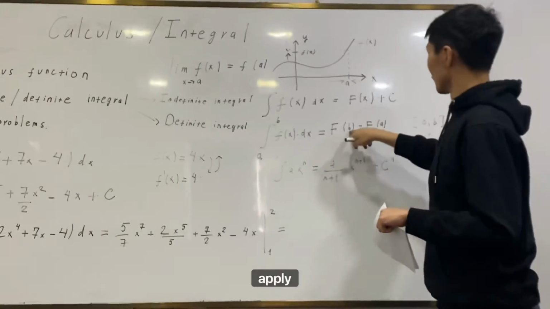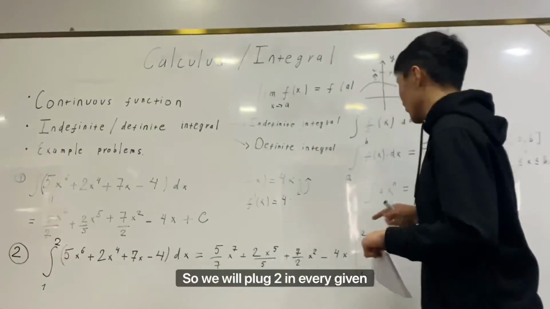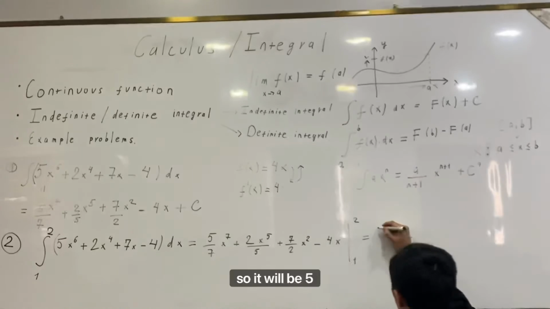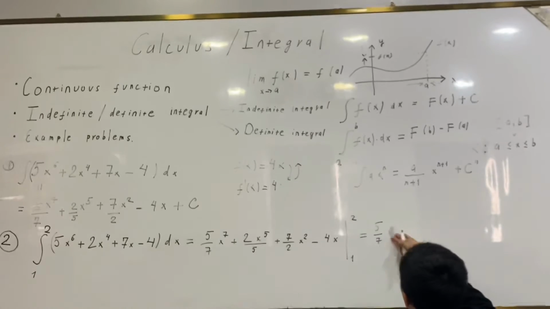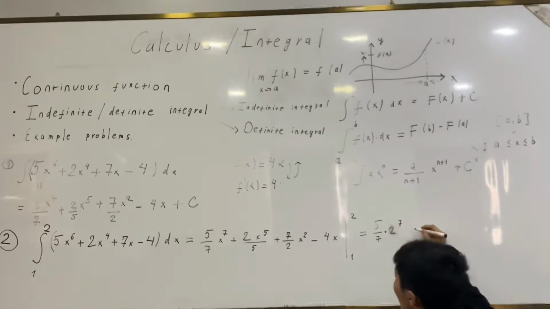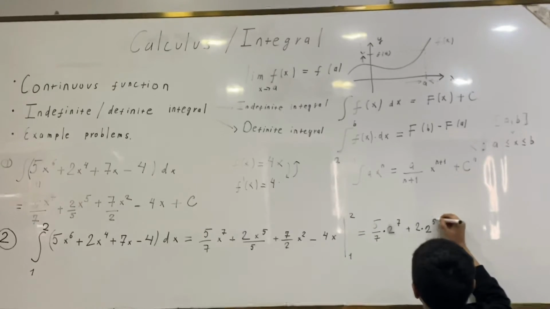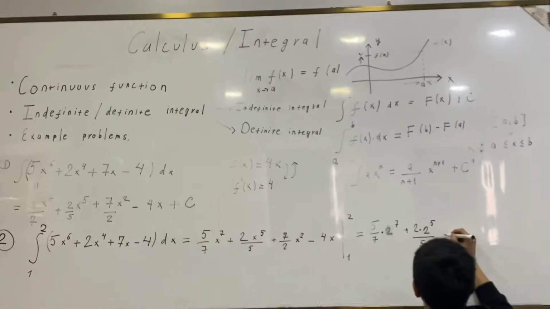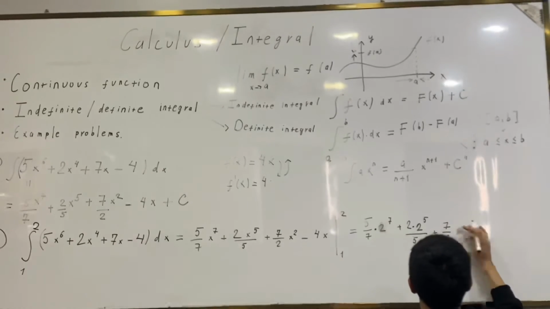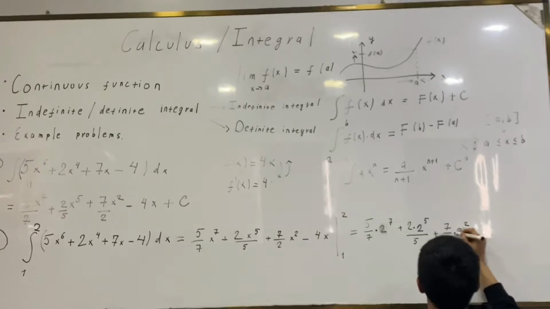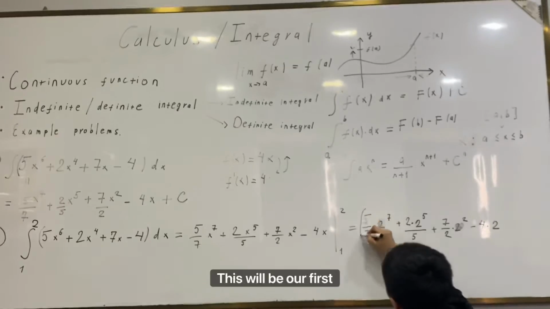So for the big F, we should apply b first. b is our upper limit. So we will plug 2 in for every given x. So it will be 5 over 7 times x, which is now 2 to the 7 power, plus 2 times 2 to the 5 power divided by 5, plus 7 divided by 2 times 2 squared, and minus 4 times 2. This will be our first one.